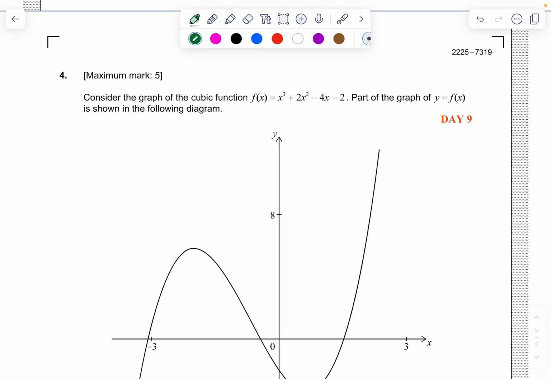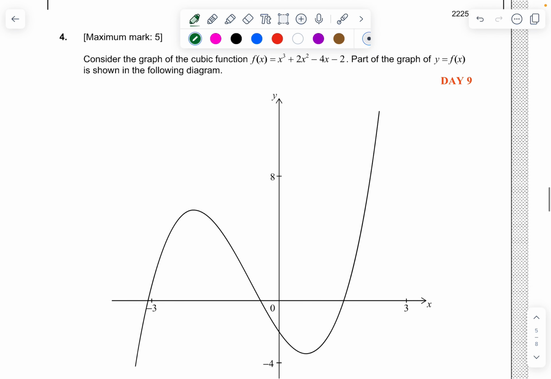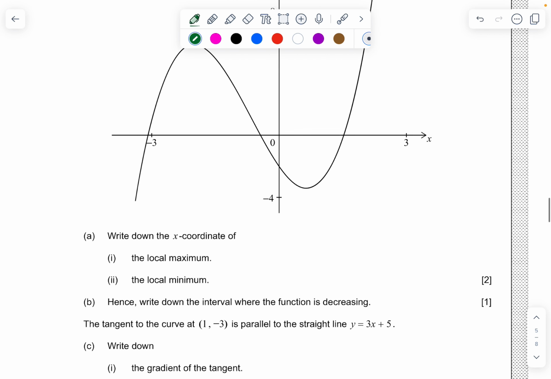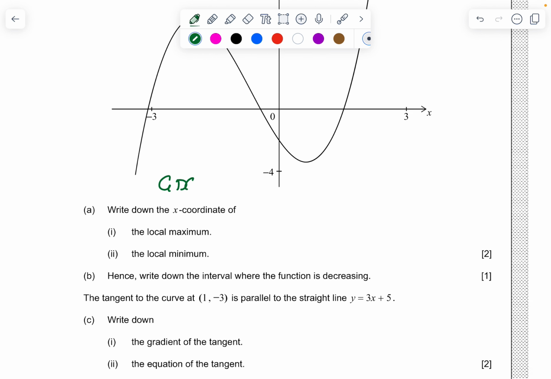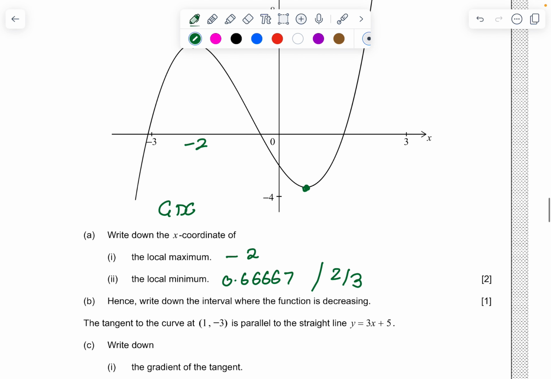Question number 4. Consider the graph. One part of the graph is shown in the figure. Write down the local maximum. So use the GDC to find the maximum. It is at -2. Local minimum, find that one. It is at 0.6666667, which is nothing but 2 upon 3.